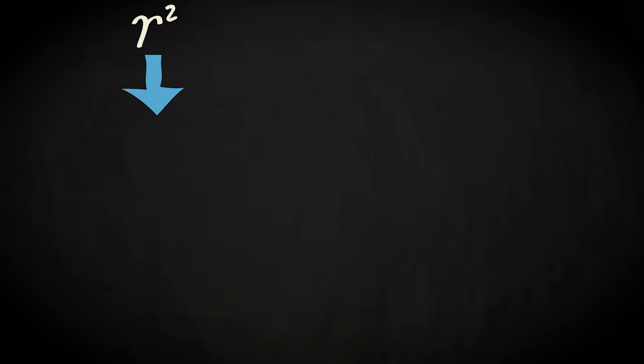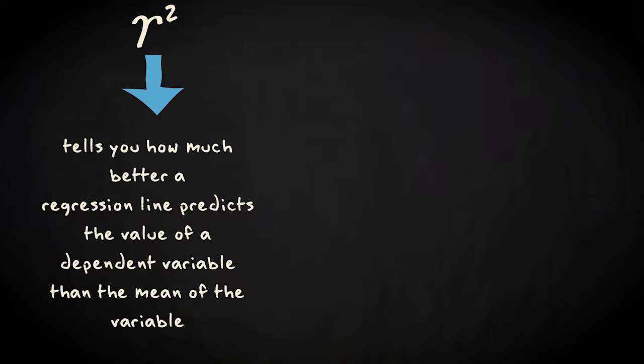What does this mean? When you have information about only one variable, the predictions you make are much less accurate than when you have information about two related variables. R-squared is nothing more than a number that tells you how much better a regression line predicts the value of a dependent variable than the mean of that variable.